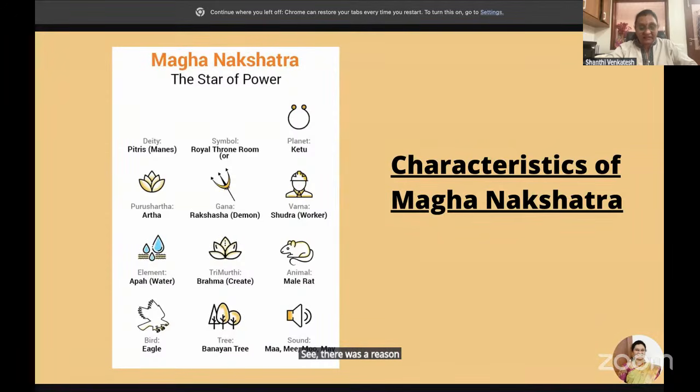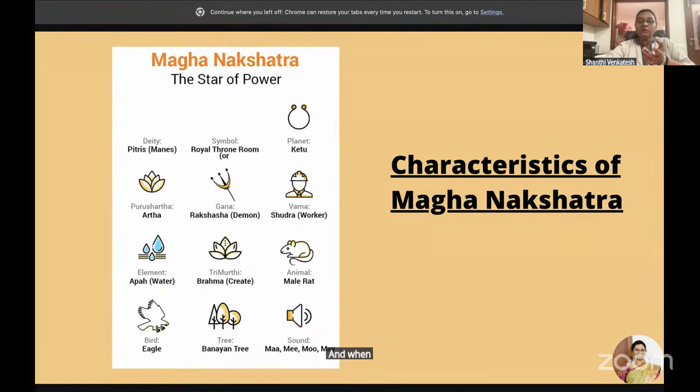See, there was a reason behind it. There was a king, his name was Sagara. He had 60,000 sons. And because of a curse given by sage Kapila, all of them were burnt and turned into ashes. And their souls were not liberated. They could not attain liberation. So Bhagiratha was born in this lineage. For him, the main goal of his life was to get liberation for his ancestors.